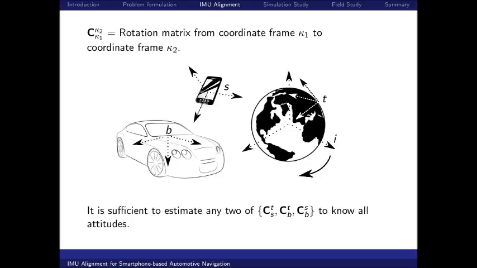Now, note that if we want to know the relation between all of the coordinate frames, it is sufficient to estimate any two of the three possible relations. This is just a commonly known property of rotations. What I will do is to continue estimating the relation between S and T, and in addition also estimate the relation between S and B.